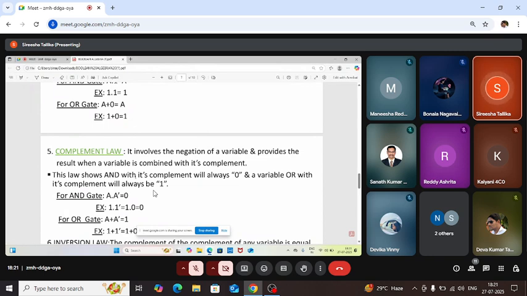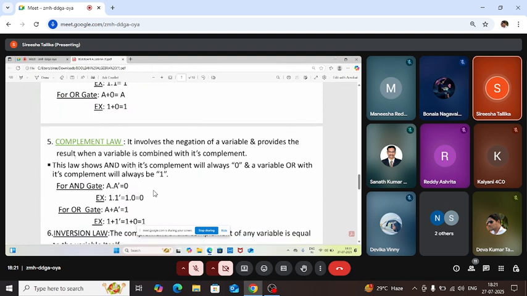So if we complement a variable and then take the complement of that variable, the value is... This is the complement law. If we use an AND gate, the output will always be zero. If we apply the complement law to an OR gate, the output will always be one.